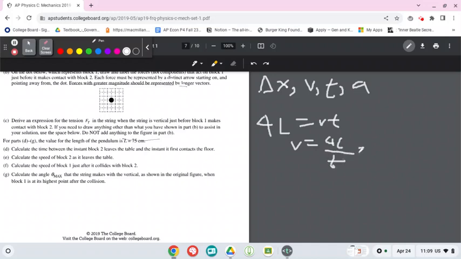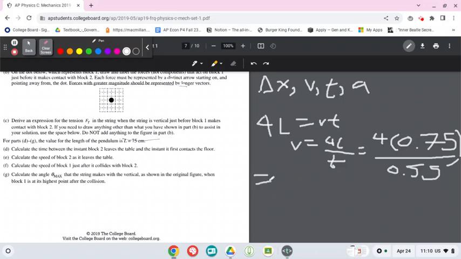Then you plug everything in: 0.75 over 0.55. Put that in, and I think you end up with 5.45 meters per second. And that's our answer for this part.